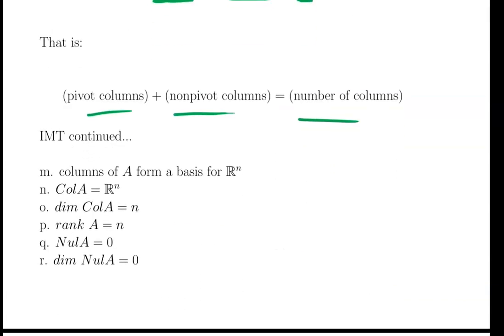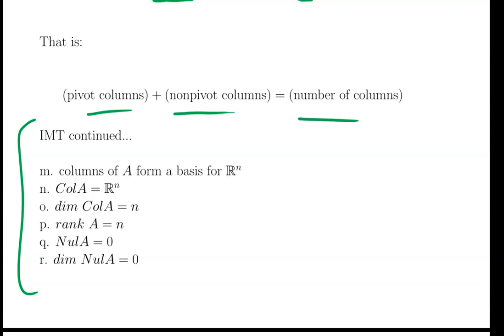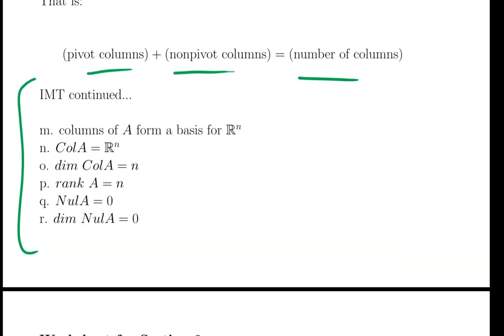So we can add a bunch more stuff here to the invertible matrix theorem. The columns of A form a basis for R^n. Column space is equal to R^n. The dimension of the column space is n. The rank is n. Null space is 0, and the dimension of the null space is 0. No free variables with that invertible matrix theorem. Okay, so we can add those to that list.